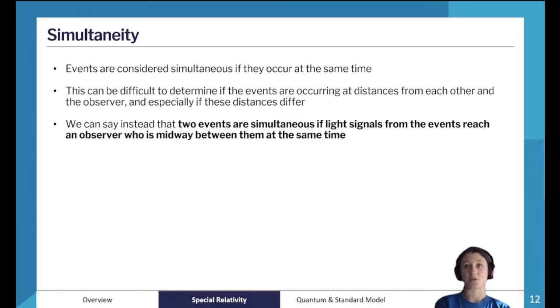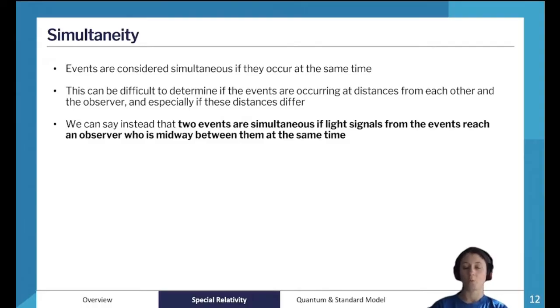Alright, we can say that two events are simultaneous if light signals from the events, and by light signals we kind of just mean if the person can see them, right? Light signals, that's what you see, reach an observer who is midway between them at the same time. So, a common example of this is if you have two lightning strikes at night. If a person stands directly in the middle of those lightning strikes, and if they see the lightning at the same time, then those two lightning strikes are simultaneous.